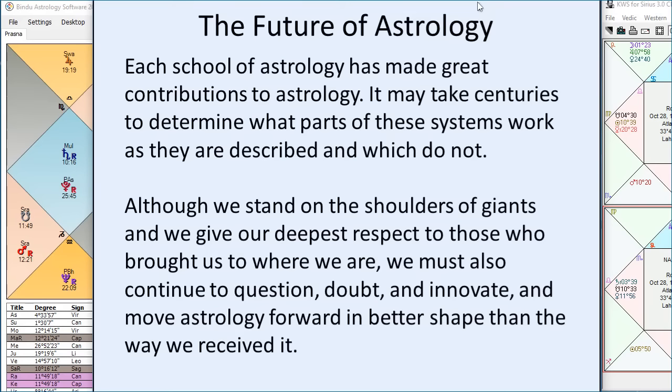We have a huge, complex, tangled ball of information that's staggering in its complexity and scope, and gradually we sort these things out. So, although we stand on the shoulders of giants and we give our deepest respect to those who brought us to where we are, we must also continue to question, doubt, and innovate, and move astrology forward and leave astrology in better shape than the way that we received it. That's my view. So I just wanted to make that clear.